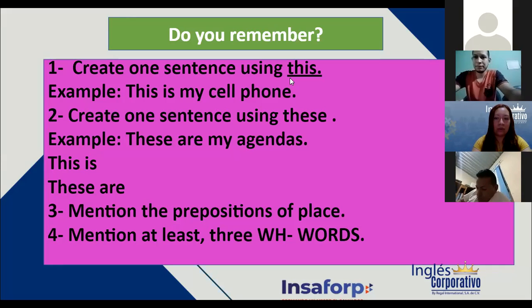Okay. So, next one. Now we're going to say these are. We're going to talk in plural, okay? I no longer say this is my marker, but I'm going to say, these are my marker and my pen, okay? Or if both were markers, these are my markers, okay? Let's see, who wants to start? Using sentences with these are.